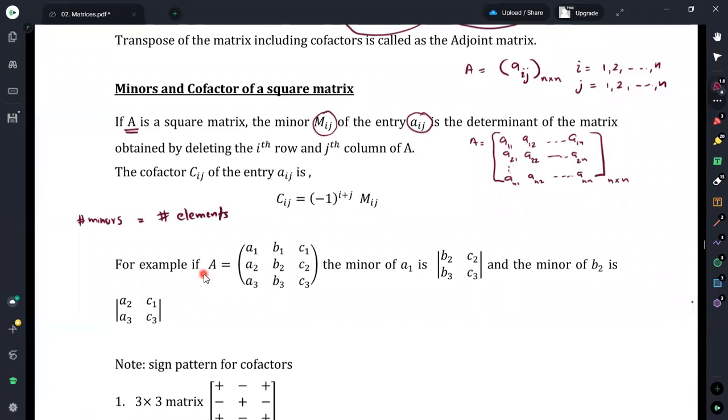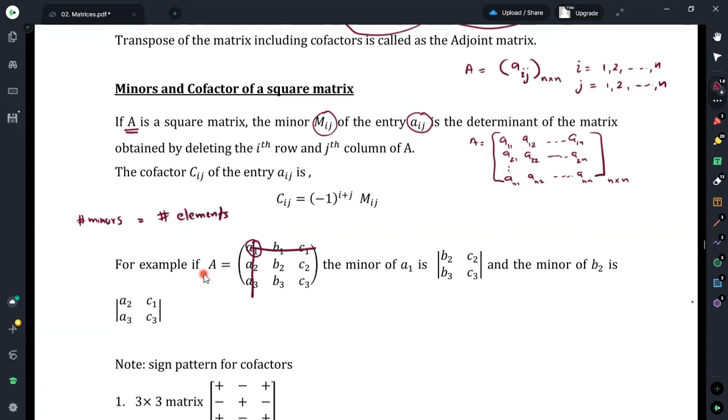Previously, I told you that for each entry there will be a minor, and it can be obtained by taking the determinant of the matrix after deleting the ith row and jth column. Simply put, if you are considering an element, the row and the column containing that element have to be omitted, and then we have to take the determinant of the remaining elements of the matrix. Here, if you are considering the minor for A1, first we have to omit the row and column associated with that.